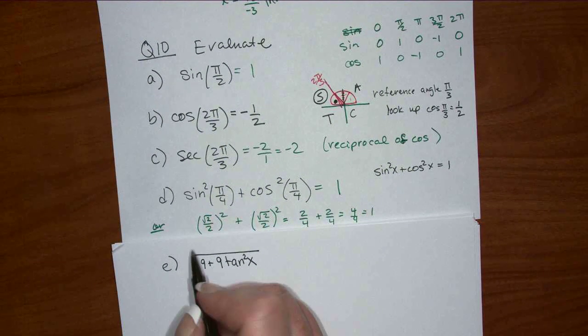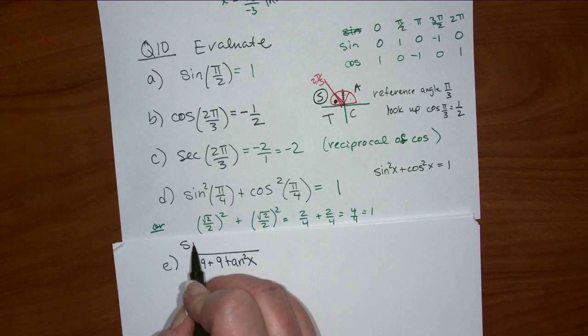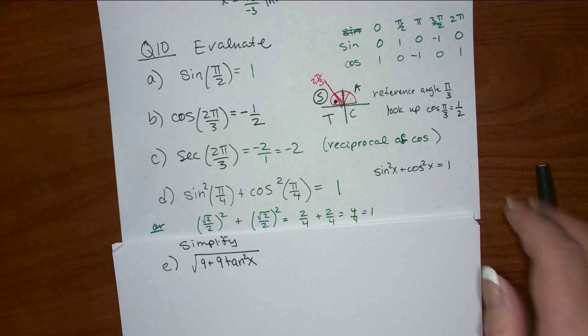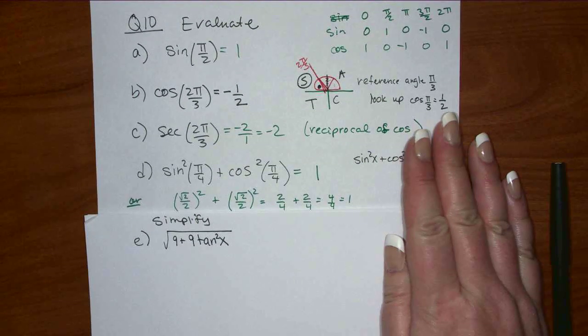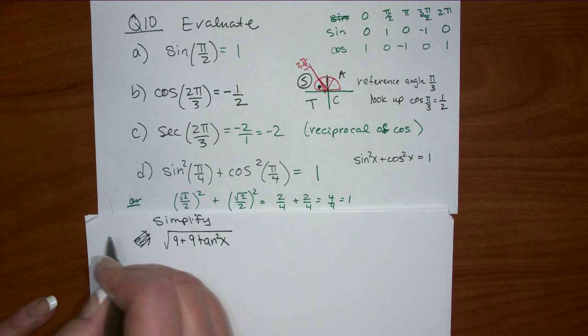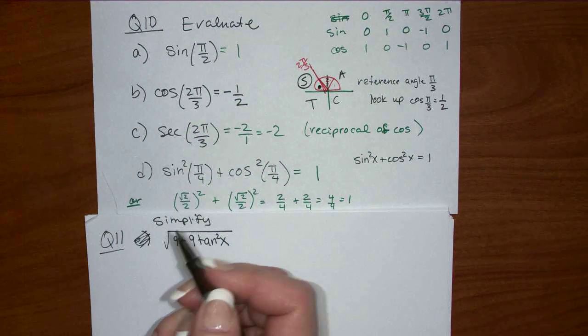Oh, this should say simplify. That's the instruction, not evaluate. We're not finding an answer, we're just simplifying, so. Let's call this question 11. Simplify.